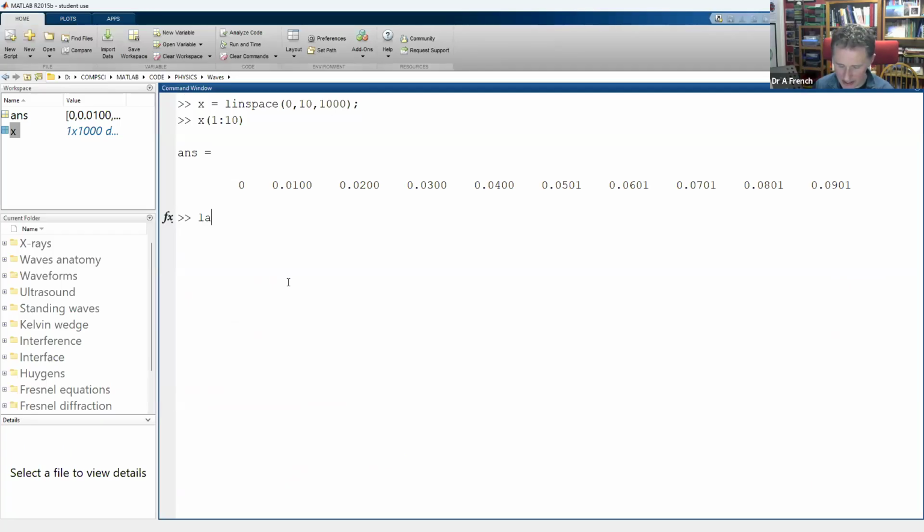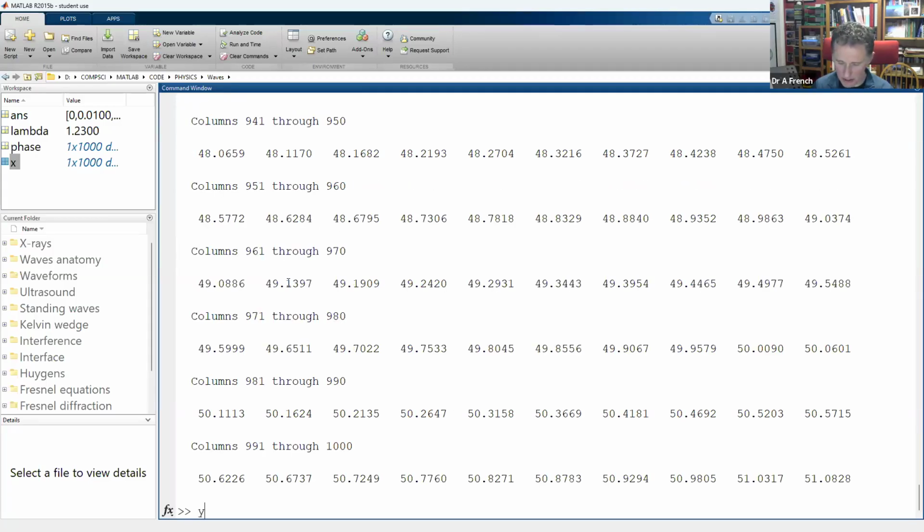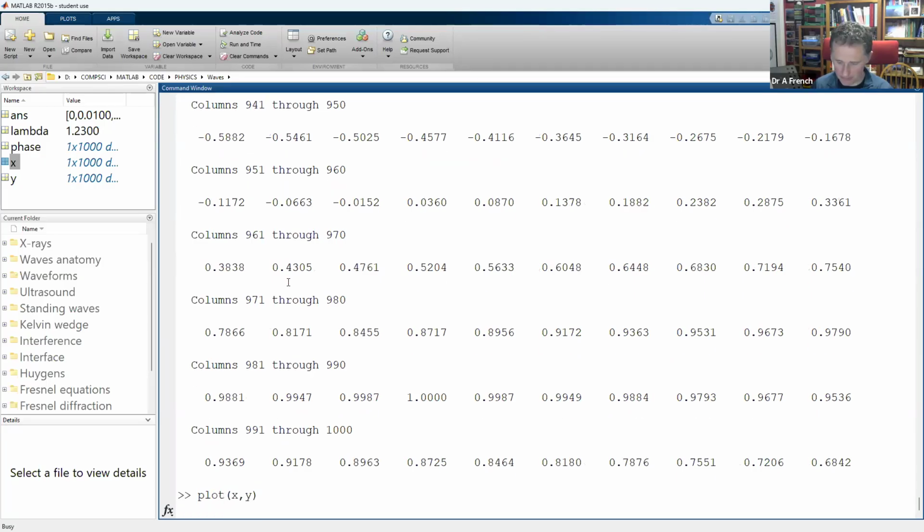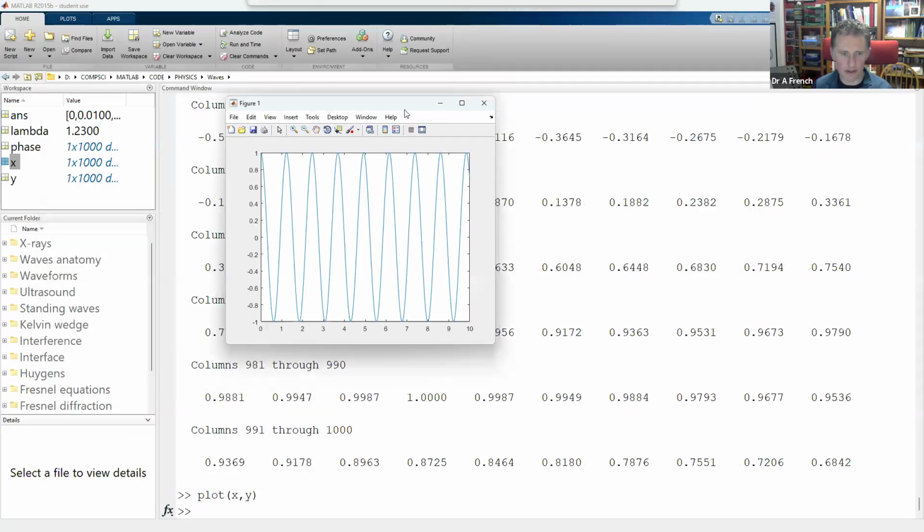And then let's just say we've got our phase. So we've got, say, lambda. Let's go for 1.23 meters. So our phase is going to be 2 times pi times x divided by lambda. I won't phase shift it. And that's the phase. And then what we can do is y equals cosine of the phase. And then we're going to plot that. And there we go. So we should have a nice sinusoid there.